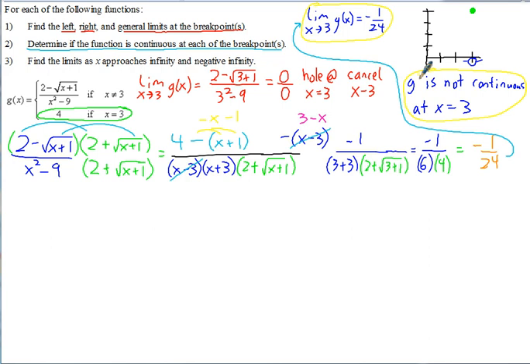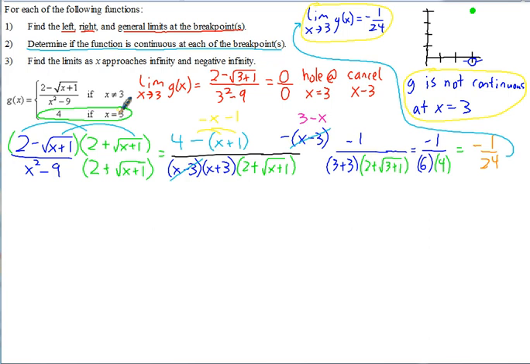The only way this could be continuous is if these two are equal. So if this had been negative 1/24, then the point would have filled in the hole, making it continuous. Or if our general limit had been 4, then that point would have filled in the hole. So you're comparing the general limit with the point. If they're the same, it fills it in, it's continuous. If they're not the same, it doesn't fill in the hole and it's not continuous.